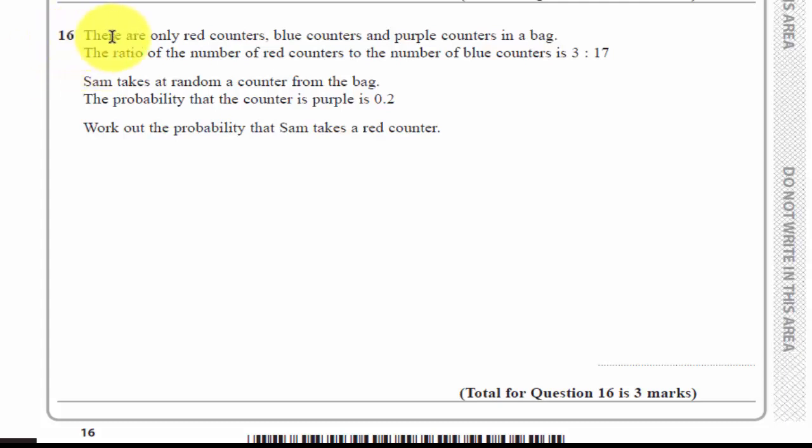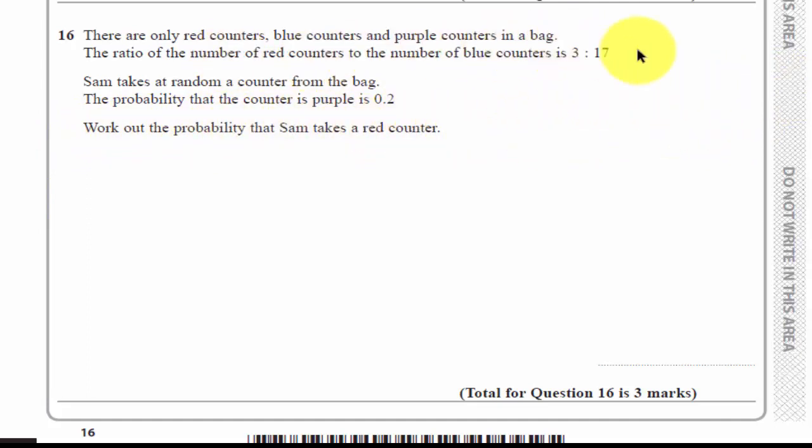Question 16. There are only red counters, blue counters and purple counters in a bag. The ratio of the number of red counters to the number of blue counters is 3 to 17. Sam takes at random a counter from the bag. The probability that the counter is purple is 0.2. Work out the probability that Sam takes a red counter.